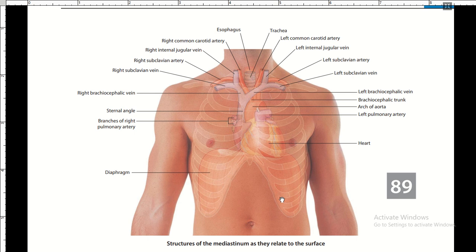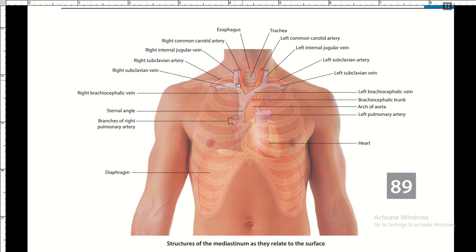Alright, so today we are going to talk about the mediastinum, right? The mediastinum is a very complex compartment that is filled with structures which lie within your thorax. If you remember very well, we said your thorax is conical in shape.